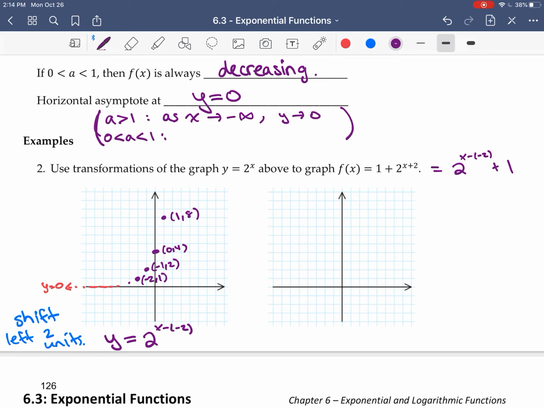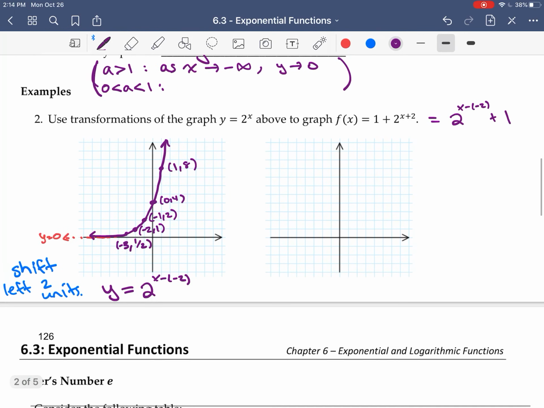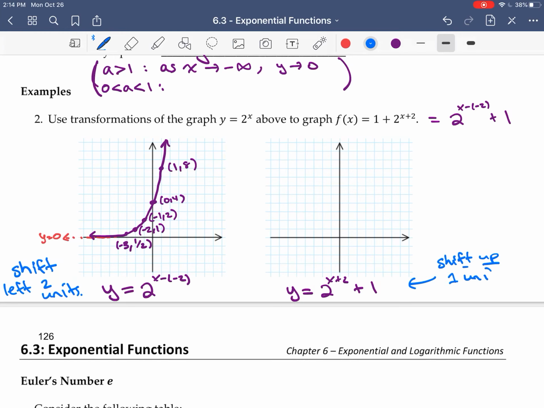Okay, and then over here, this is when I get the 1/2. So this is -3 and 1/2, okay, etc. And my graph is going to approach that asymptote, okay, and then grow very quickly this way. Okay, so I've shifted 2 units to the left, and then for the next step, I just add 1 to it. So here we shift up 1 unit. Okay, that will shift the asymptote.